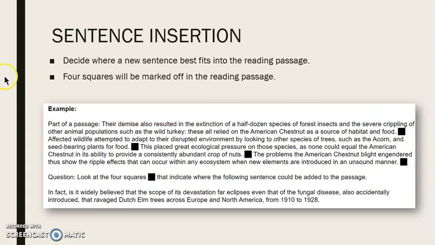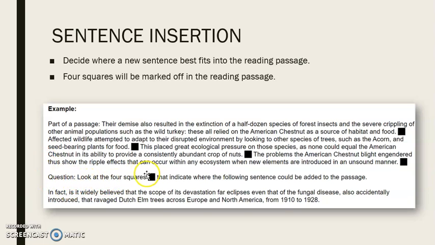Moving forward, we got sentence insertion. As you can see, we're gonna see where the sentence will best fit. And as you know, this is an internet-based test, so we're gonna click on a black square, as you can see in here, and we're gonna add the sentence to the passage. The sentence is this one: In fact, it's well believed that.